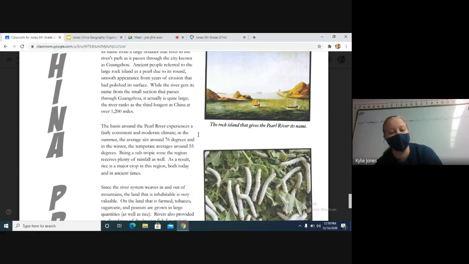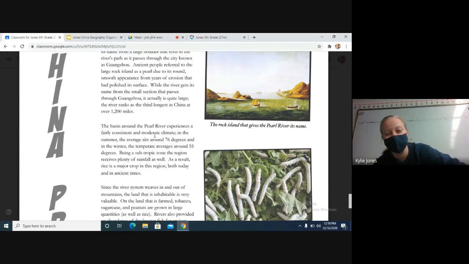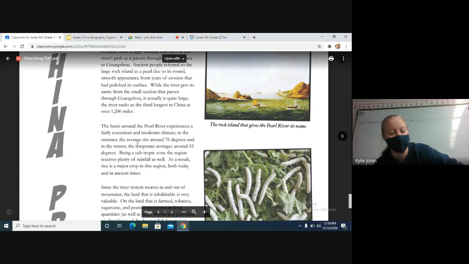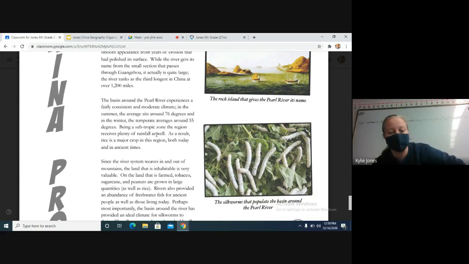The next paragraph says, the basin around the Pearl River experiences a fairly consistent and moderate climate. In the summer, the average sits around 76 degrees, and in the winter, the temperature average is around 55 degrees. Being a subtropic zone, the region receives plenty of rainfall as well. As a result, rice is a major crop in this region, both today and in ancient times. There's the thing about ancient times. There's also some stuff about weather there.